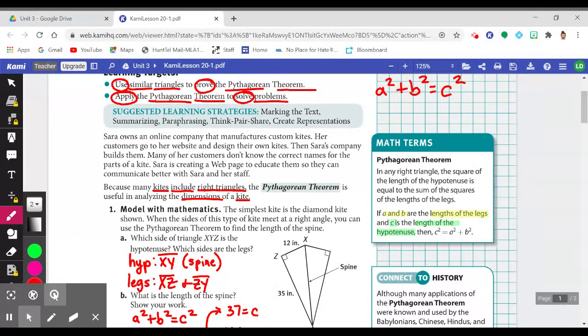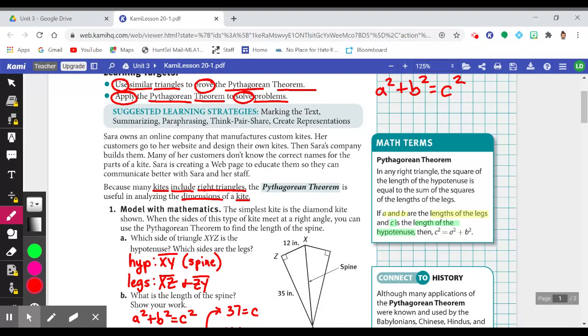If you haven't done so, be sure to read what the definition of the Pythagorean Theorem really is. It says in any right triangle. That's one of the reasons it's one of the most notable theorems there are, because we use it for any right triangle. The square of the length of the hypotenuse, that would be c, so c squared, is equal to the sum, that's why we use the addition, of the squares of the lengths of the legs. a is the length of one leg, b is the length of the other. We take the square of those two lengths, add them together, and we get the length of the hypotenuse squared.